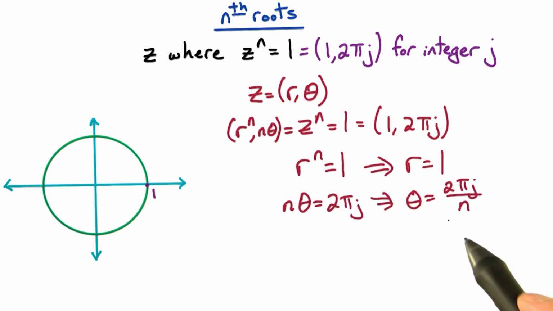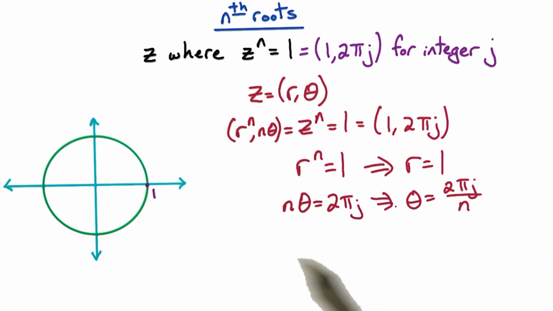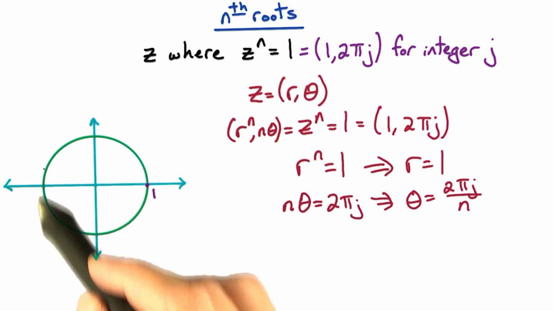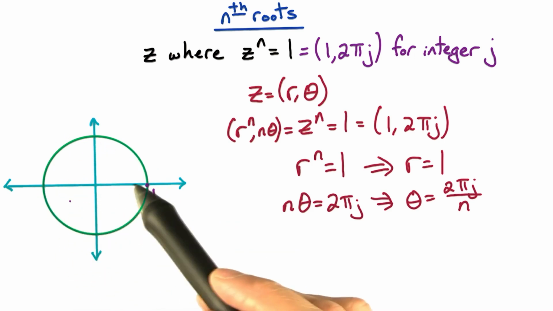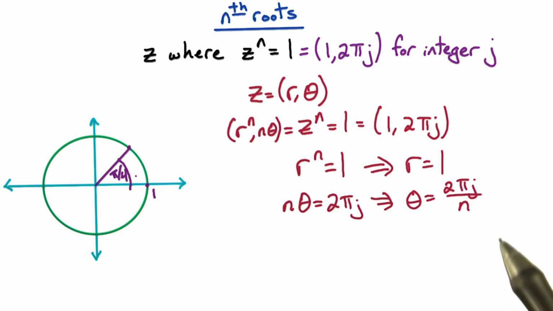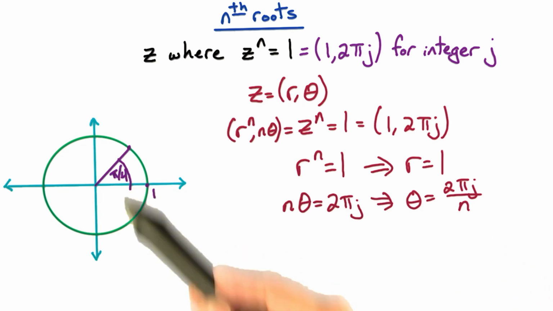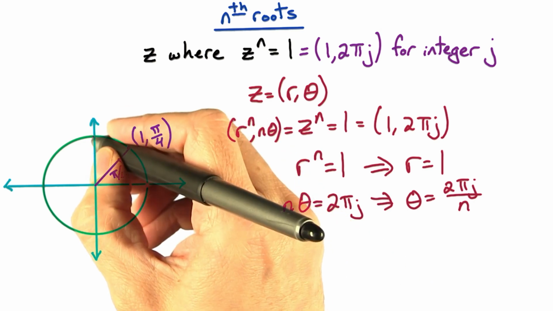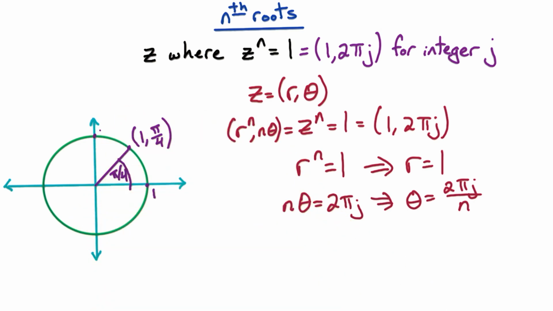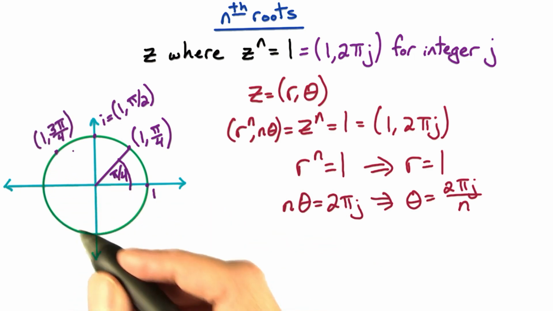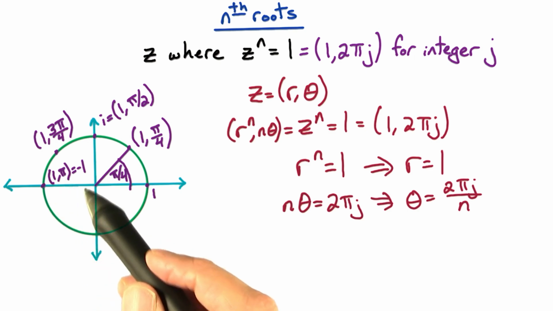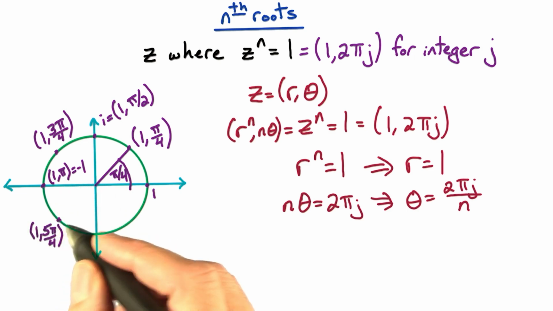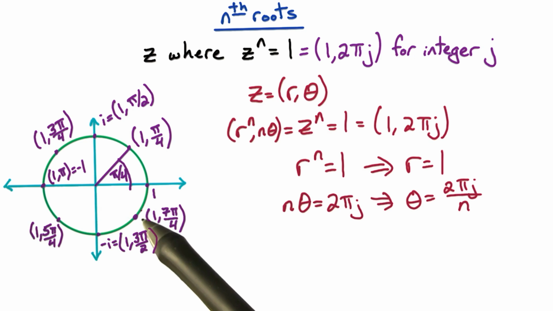That's good because we know that the number 1 is an nth root of unity. Let's look at j equals 1, so we've got 2 pi over n. What does this angle 2 pi over n correspond to? It's like you took the whole pie, the whole circle, and subdivided it into equal slices. For the case n equals 8, this angle is pi over 4. So this is the point (1, pi over 4). j equals 2 corresponds to this point, which is i, which is (1, pi over 2). Next point is (1, 3 pi over 4). Then we get (1, pi), which is -1. Then we get (1, 5 pi over 4), and so on.